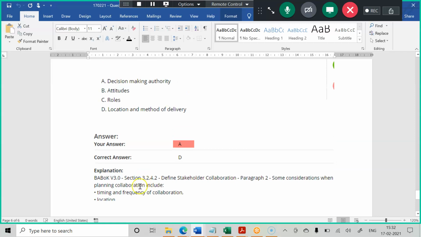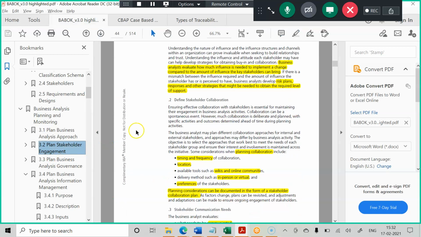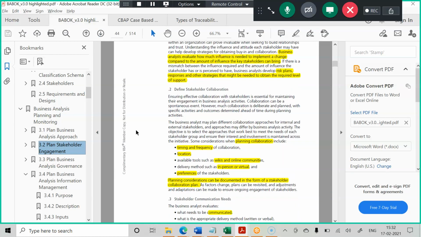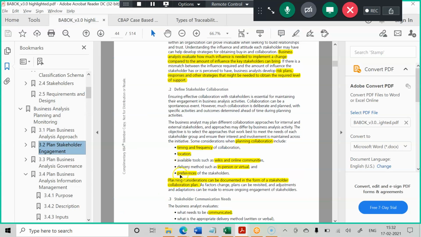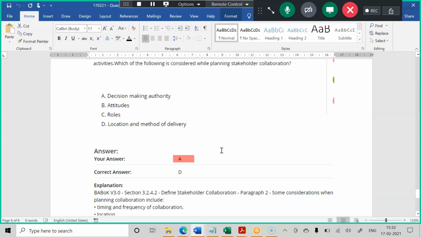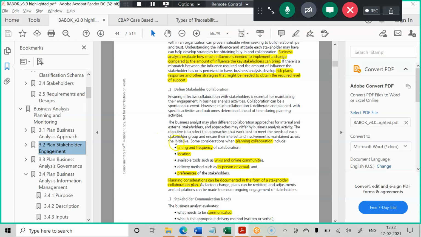Let me see. Planning collaboration: timing, location, available tools, delivery method, preferences of the stakeholders. I think the delivery method is part of the preference. Location, and how do you want that? Some considerations. Oh, this is a really in-depth kind of question. You have to know the content to answer this. Some considerations when planning collaboration. Yeah, these are the four things that are given.